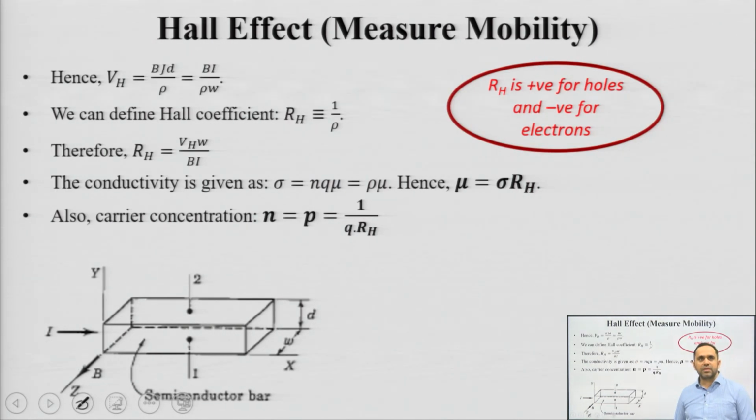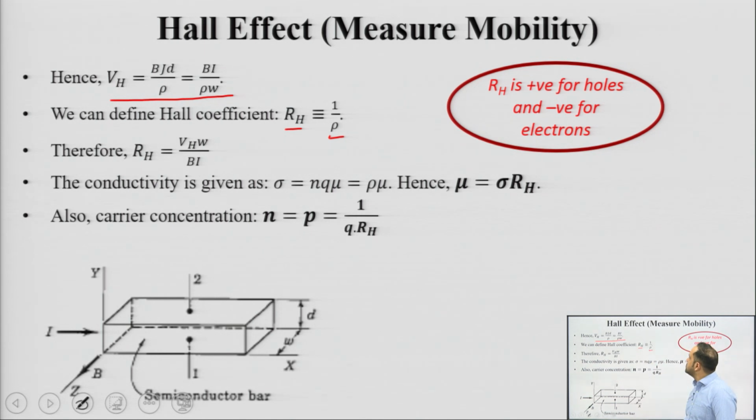Okay. Apart from this you can use the same equation for measuring mobility. For mobility we define what is known as Hall coefficient. Okay. Hall coefficient is nothing but the reciprocal of charge density, 1 by rho. Okay. So, RH, Hall coefficient, is defined as 1 by rho. This is the equation from our previous slide, Hall voltage equal to B dot I divided by rho into W.